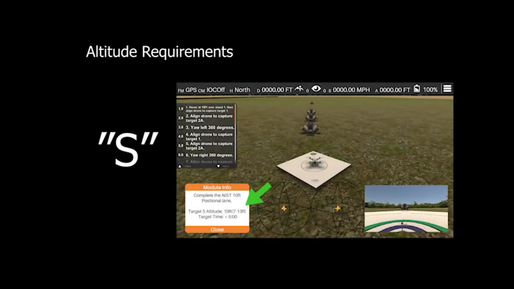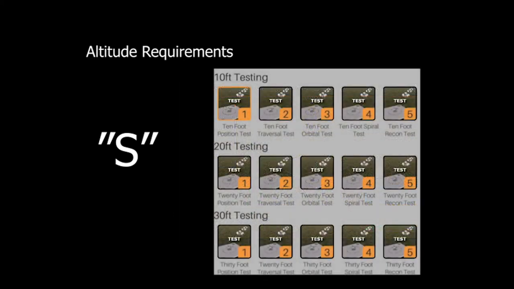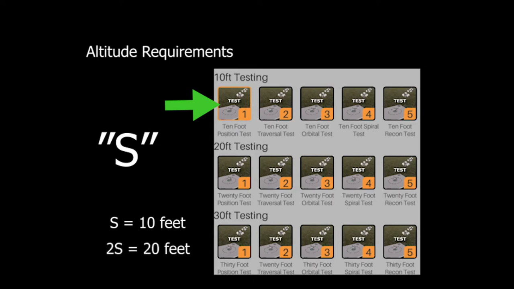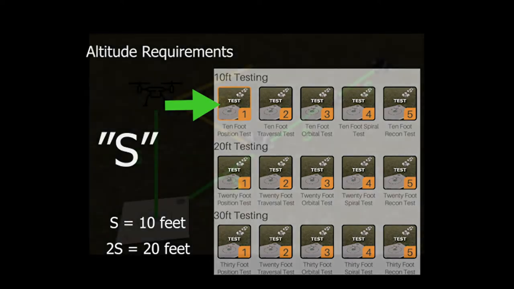The scenarios will ask you to fly to or hover at altitude S. S is a variable in this context and differs based on which test variation you are flying. If you are flying the 10-foot position test, S is equal to 10 feet. Most of the objectives are at S feet. However, if you are asked to hover at 2S, you should move the aircraft to 2 times 10 feet or 20 feet. Each of the bucket stands are located S feet apart.